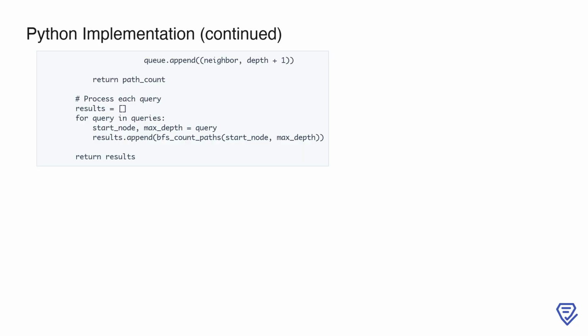Now that the BFS helper function is ready, we move on to processing the queries. For each query, which consists of a start_node and a max_depth, we call bfs_count_paths with these parameters. The result of each query, which is the path count, is appended to a results list. Once all queries have been processed, the method returns the results list, containing the answers for all input queries. This completes our Python implementation, efficiently solving the problem by leveraging graph traversal and breadth-first search.